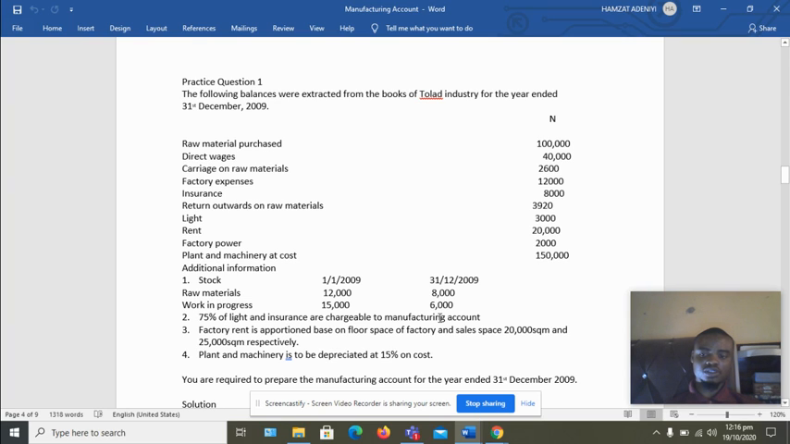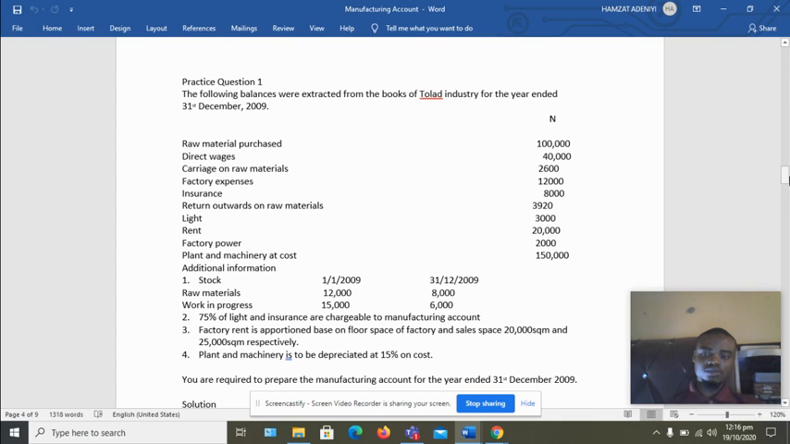If you see this kind of question, what you need to do is first to get in touch with the additional information. Try to solve the additional information before moving squarely into the preparation of the account itself. You can see we have 75% of light and insurance, factory rent, and plant and machinery is to be depreciated at 15% on cost.